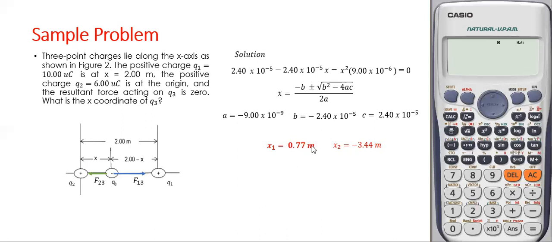So, ang tamang sagot sa dalawang ito ay yung positive. Bakit? Kasi si x2 ay may negative. Ibig sabihin, wala siyang physical significance. So, yung hinahanap natin na coordinate ni Q3 ay yung x1, which is equal to 0.77 meters.